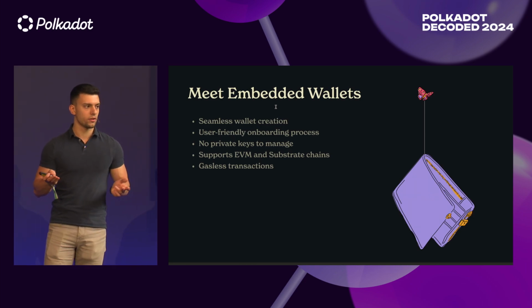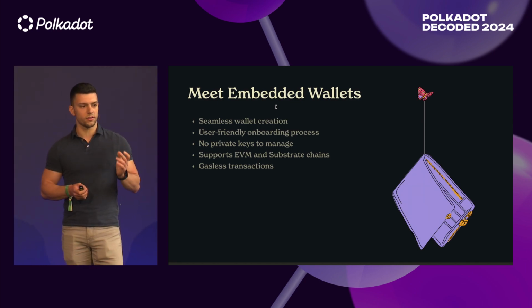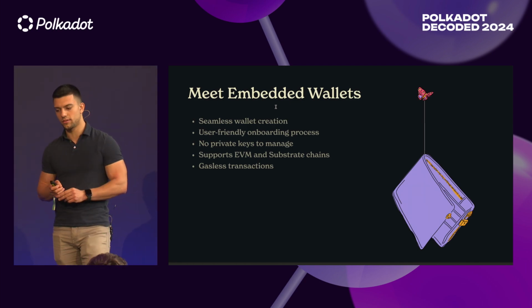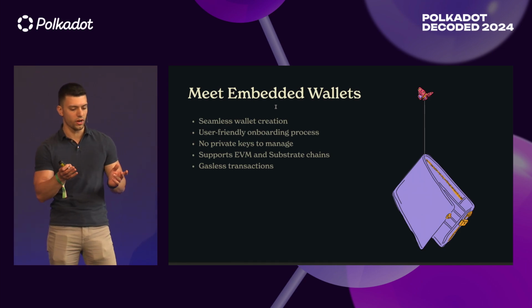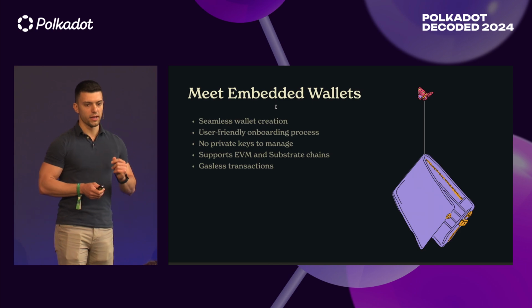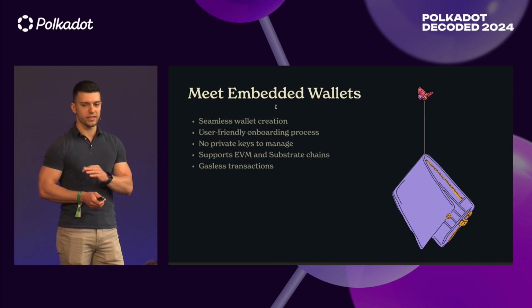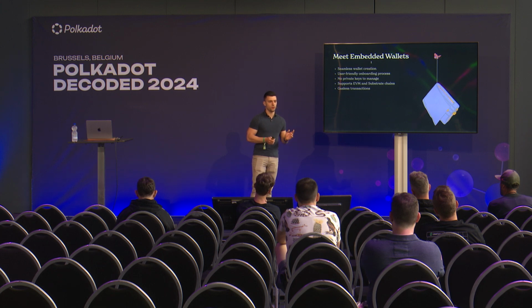This offers seamless wallet creations on the developer side and a very user-friendly onboarding process on the user side. There are completely no private keys to manage, and currently this supports all the EVM and substrate chains. So with this, we can target all the parachains on Polkadot for any kind of dApp that gets built on any parachain. And this also supports fully gasless transactions, which means that the developer can decide to sponsor all the transactions that the user makes on the dApp.